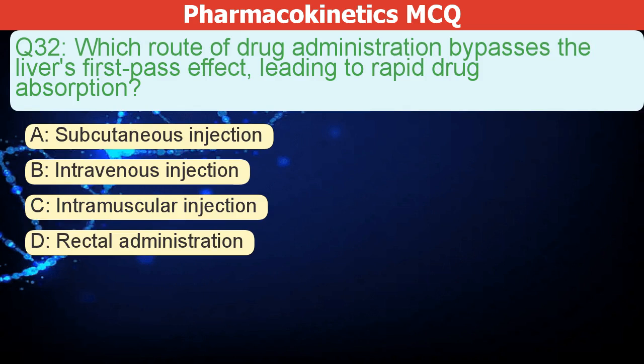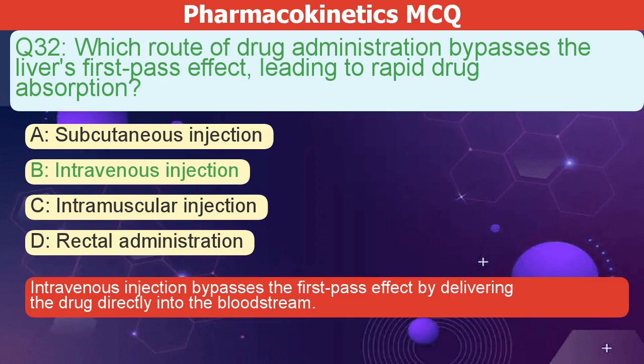Which route of drug administration bypasses the liver's first-pass effect, leading to rapid drug absorption? A. Subcutaneous injection. B. Intravenous injection. C. Intramuscular injection. D. Rectal administration. The correct answer is B. Intravenous injection bypasses the first-pass effect by delivering the drug directly into the bloodstream.